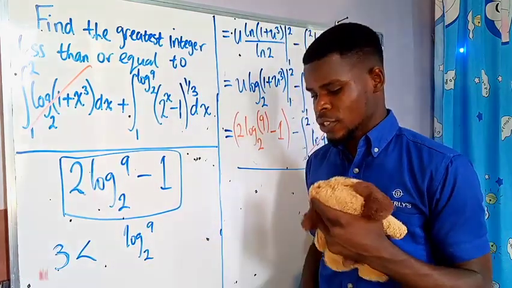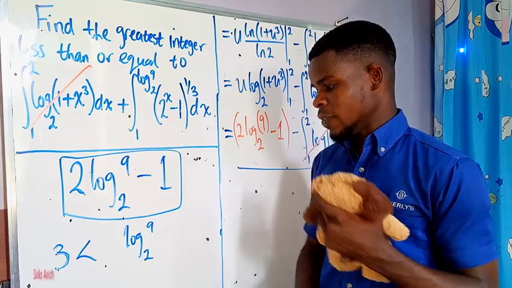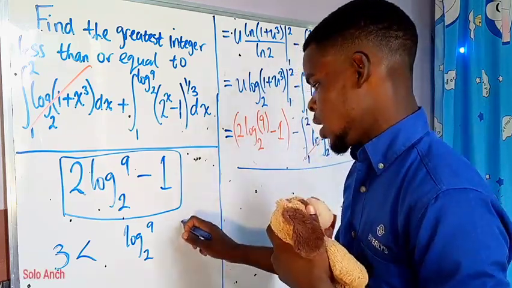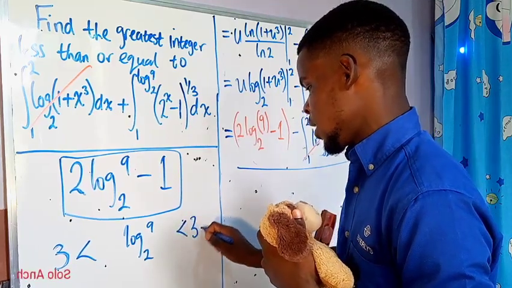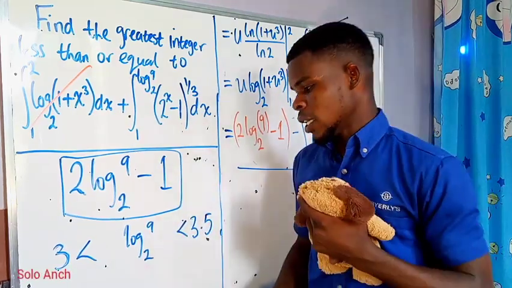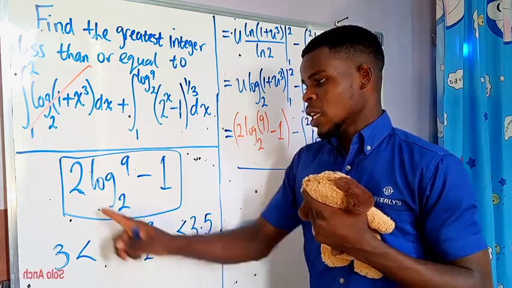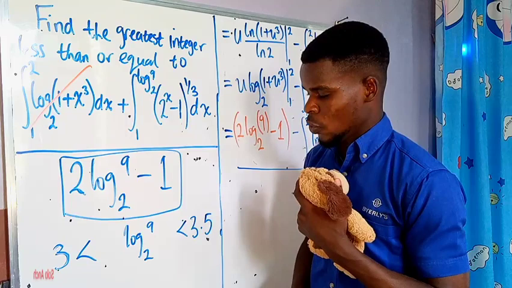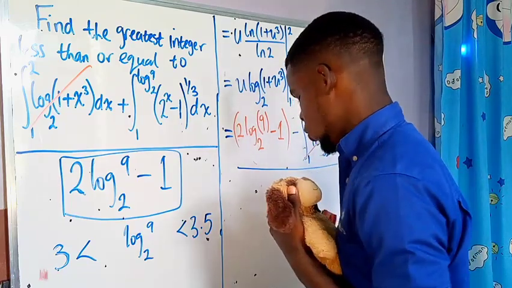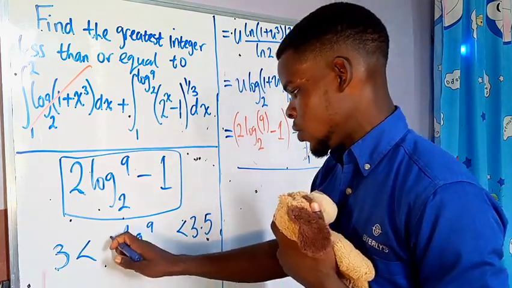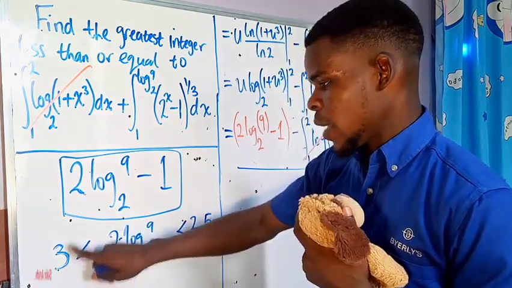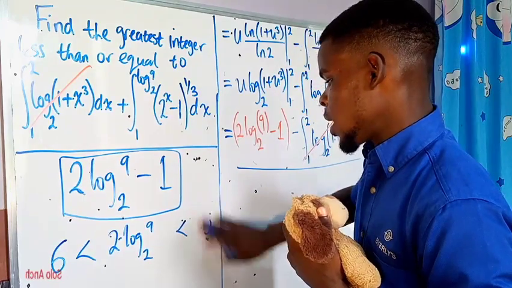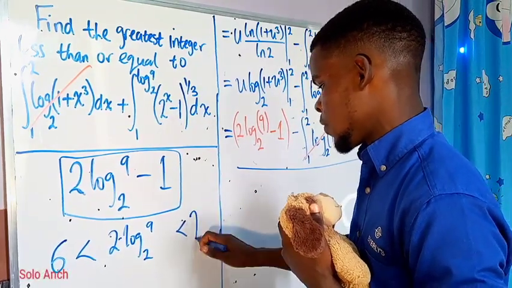But this 9 here is not big enough. In fact, if this 9 is up to 12, then the result will be up to 3.5, so to say. But in fact, this right here is less than 3.5. Okay, that's nice. Now notice something. We need to know what 2 times logarithm of 9 to base 2 will be. So if you multiply through by 2, we are going to have 2 times this, right? Multiplying the extreme left hand side by 2, we're going to have 6. Multiplying the extreme right hand side by 2, we are going to have 7.